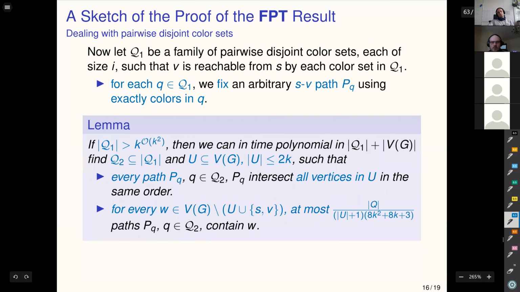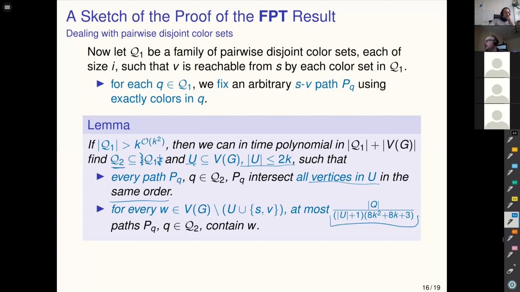So let us look at what we actually show. We actually show first that for every path, we can find a restriction Q2, a subset Q1, and some universal set U of size at most 2k, such that every path intersects all vertices of U and in the same order. And for all the remaining vertices in the graph, at most some small fraction of all paths contain this vertex.